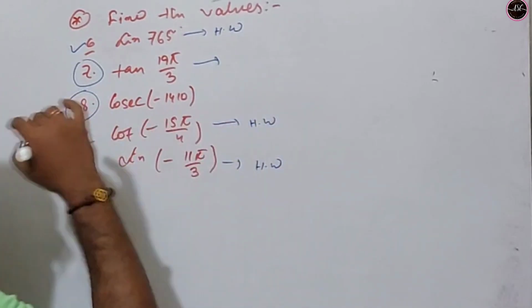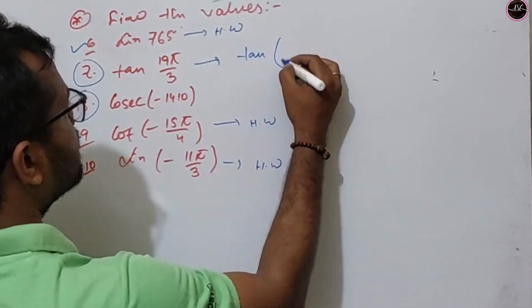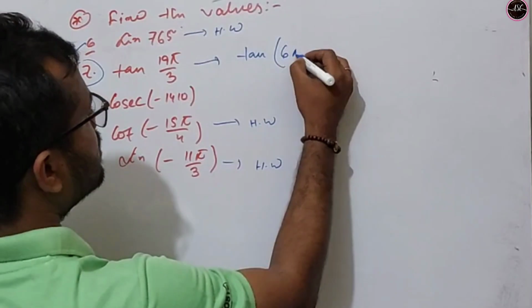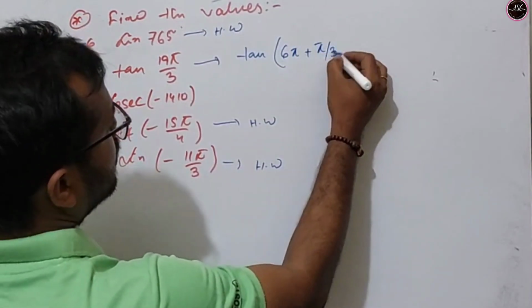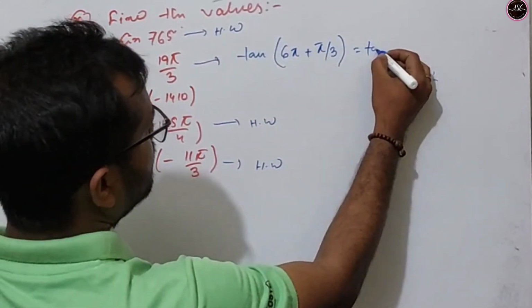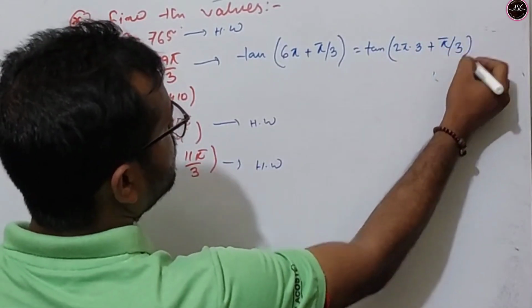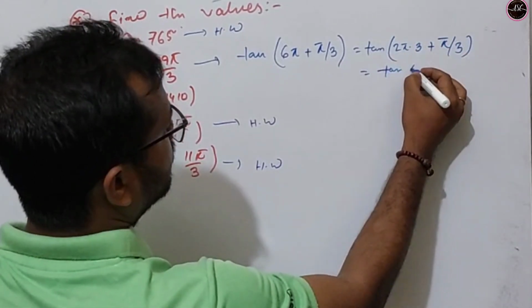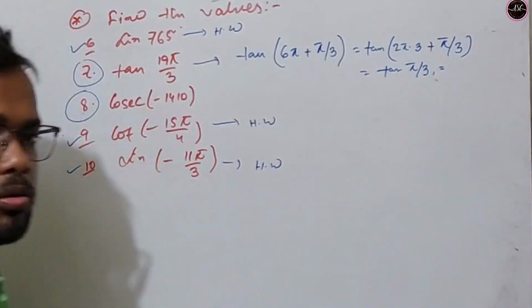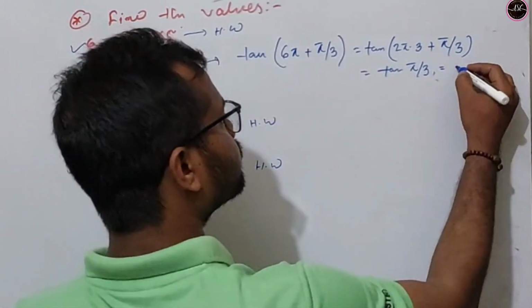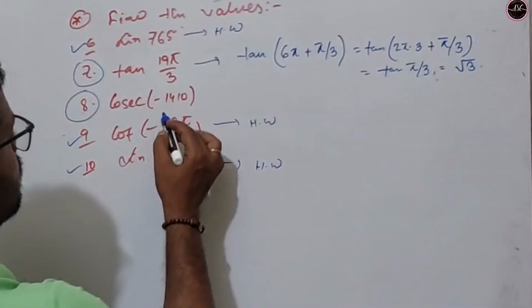Here, just look. Tan 19 pi by 3, we can write this as 6 pi plus pi by 3. Here 6 pi will be represented as 2 pi into 3, plus pi by 3. So this value will be tan pi by 3. So what will be the value of that? Root 3.